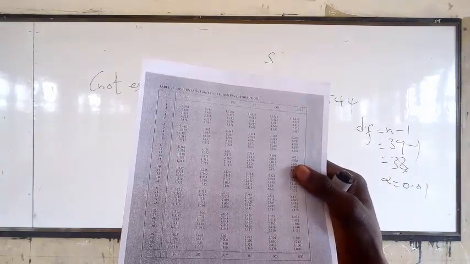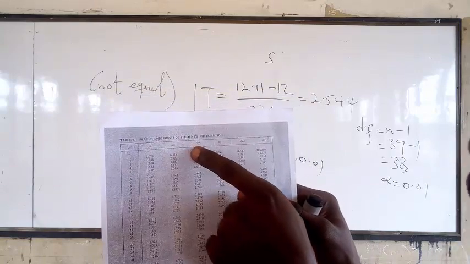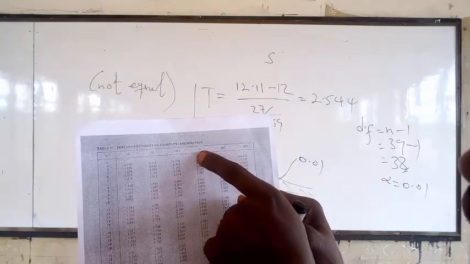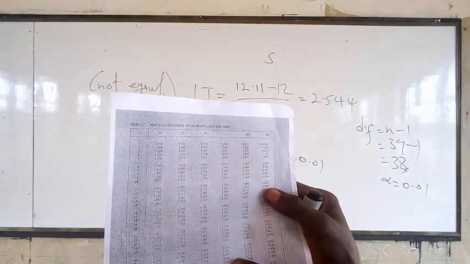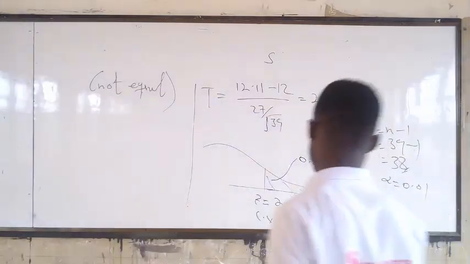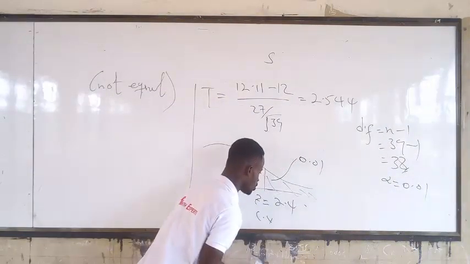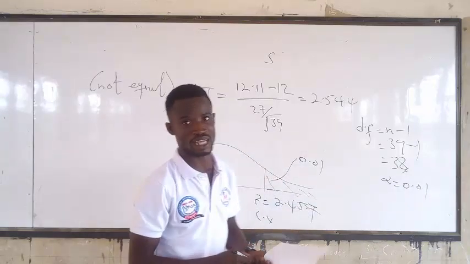Degree of freedom of 38. Then we trace the alpha level, 0.01. Okay, 0.01, here it is. So to the 30, that is 2.457. So that's going to be our critical value.